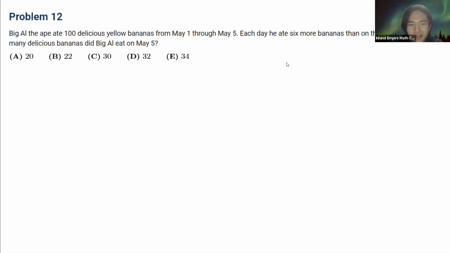Does anyone want to volunteer? I would encourage you to unmute. It's a lot faster than typing. Does anyone want to share their solutions? Just raise your hand, like using the emoji thingy.